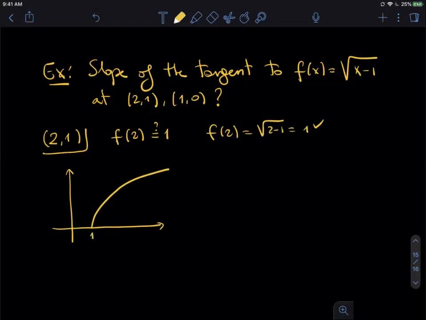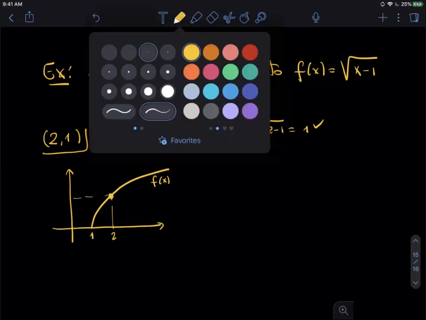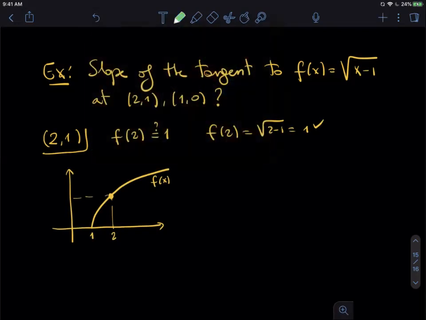So this is the square root of x minus 1. And then at point 2, here x equals 2. This would be the point where we are working. And we have our tangent there. And we want to find that slope. Okay, the picture is not very accurate, but that would be 1.